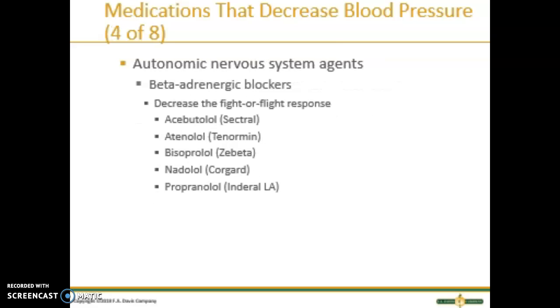Now let's look at the autonomic nervous system agents. The beta adrenergic blockers decrease the fight or flight response, and some of these that you might see would be atenolol or bisoprolol. The fight or flight response constricts the blood vessels, which then increases the heart rate.